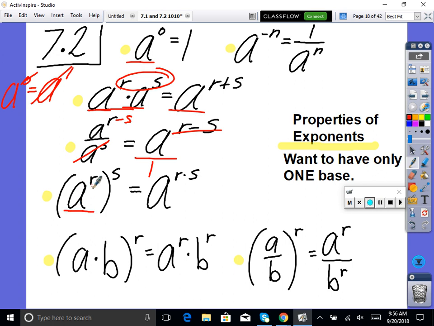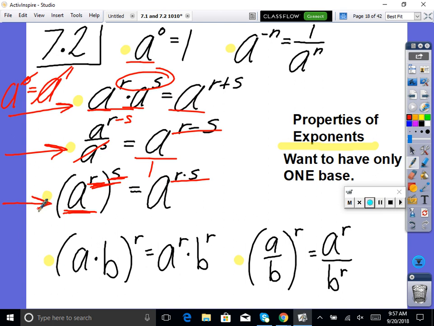Now right here we have a base, a power raised to a power. When we have a power raised to a power, we multiply the powers. So there's only one base here. It's raised to a power, we multiply. So everybody, the song goes like this. When you multiply, you add. When you divide, then you subtract. Raise a power to a power and you multiply the powers.